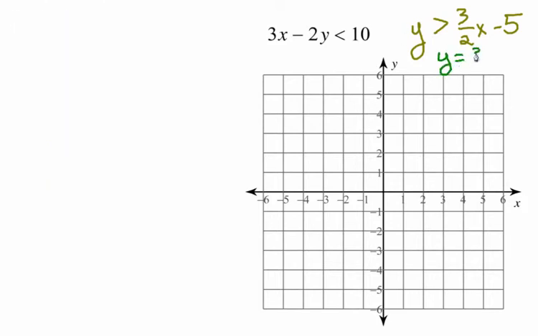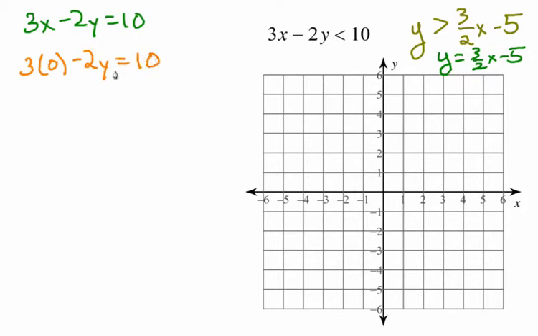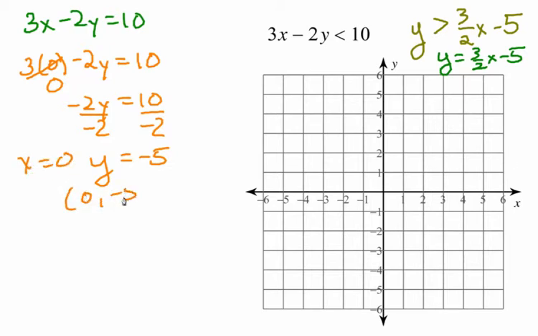Rather than graphing y equals 3 halves x minus 5 as the boundary line, we could instead use 3x minus 2y equals 10 as the boundary line, and then we don't have to do the rearranging we just did, trying to solve the inequality for y. And the reason we can use this is because we can find the intercepts of the equation, where they intersect the x and y axes, by plugging in 0 for one of the variables. So if I plug in x equals 0, I can find the y-intercept. So I get y equals negative 5 when x equals 0, so there's a point at 0, negative 5.